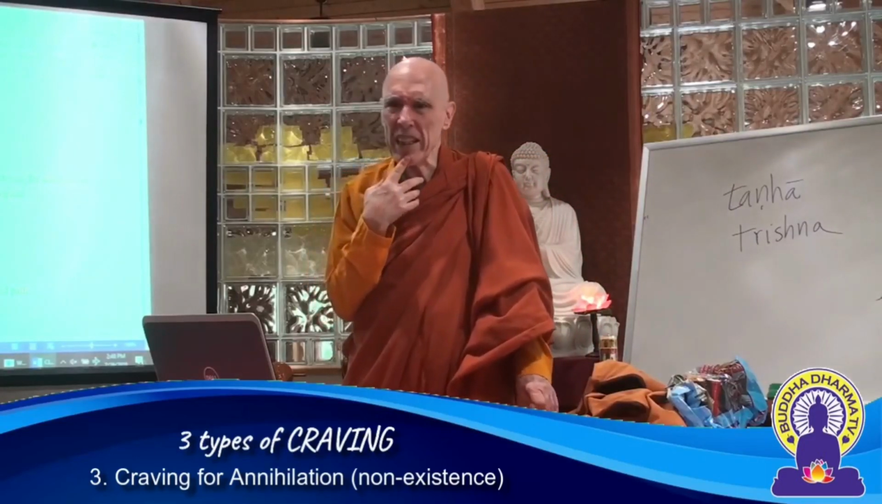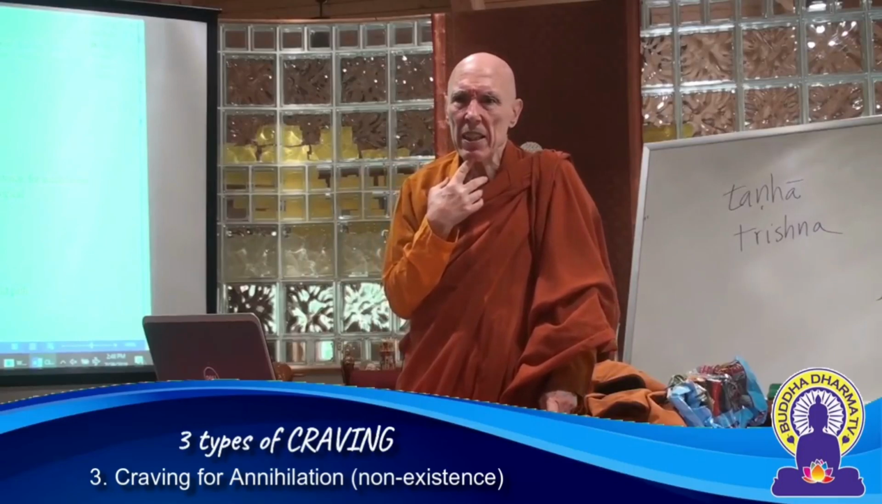And then the third type of craving is a rather difficult one to understand, and I have to confess I've never really fully understood it myself. It's called in Pali vibhava tanha, which means the craving for annihilation, the craving for non-existence. You might think intuitively that this would be the kind of craving that drives somebody to commit suicide. But in the text it's never explained in that way.